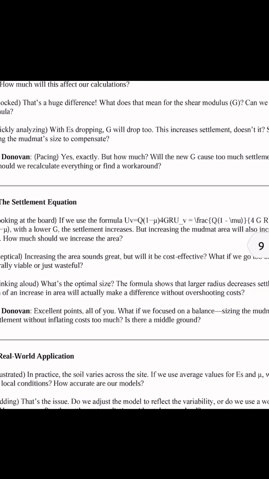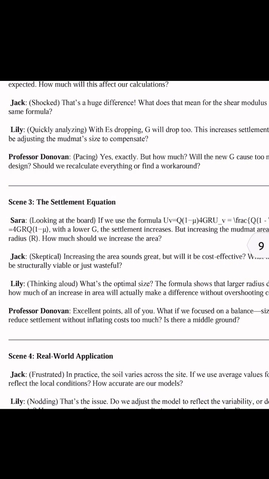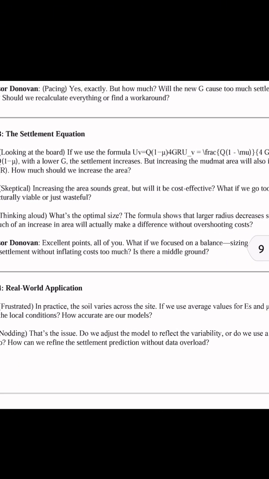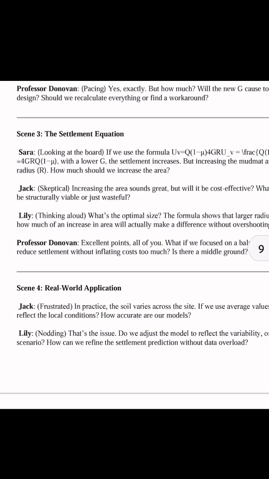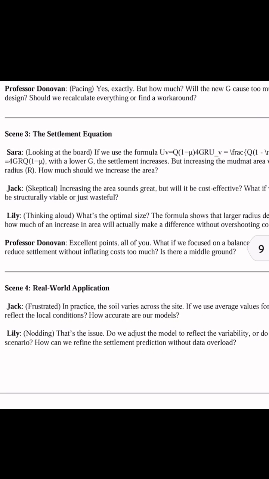Yes, exactly. But how much? The new G causes too much settlement for our design. Should we recalculate everything to find a workaround? Just looking at the board, if you use the formula with the lower G, the settlement increases, but increasing the Mudmat area or radius will also increase the cost.